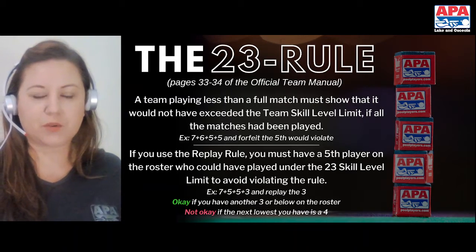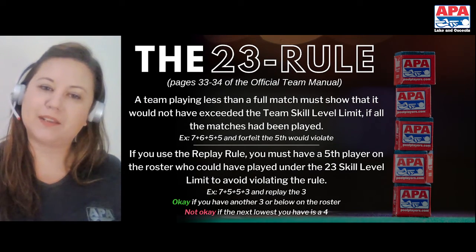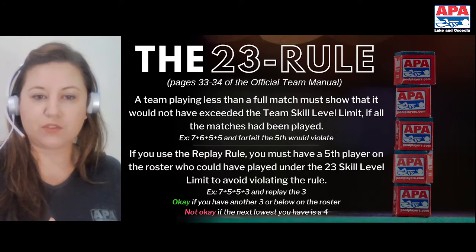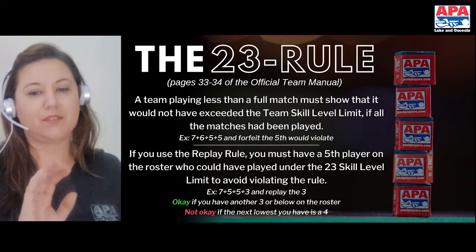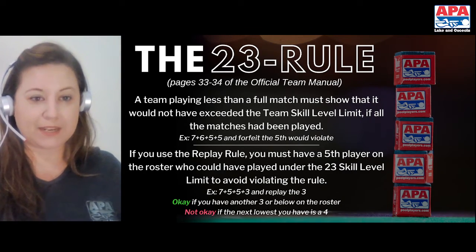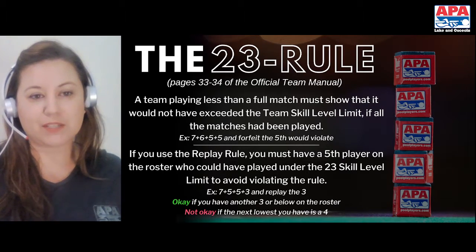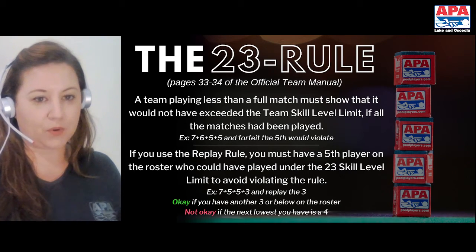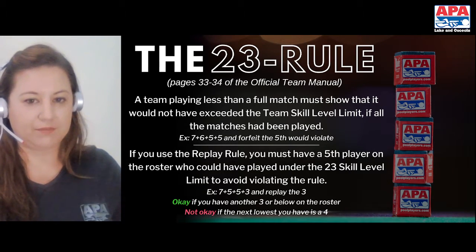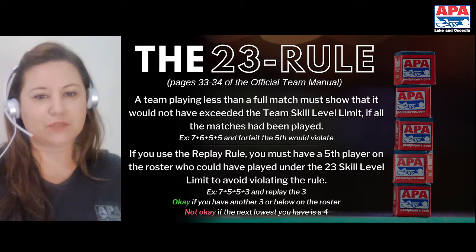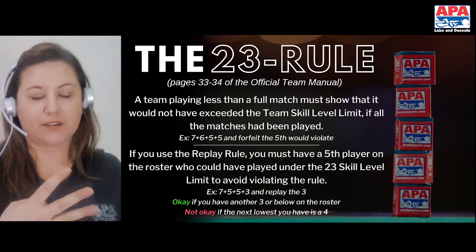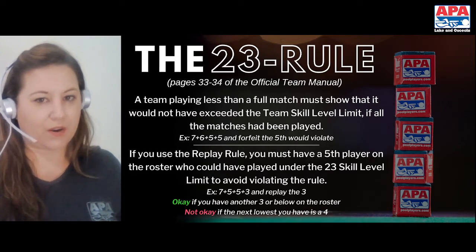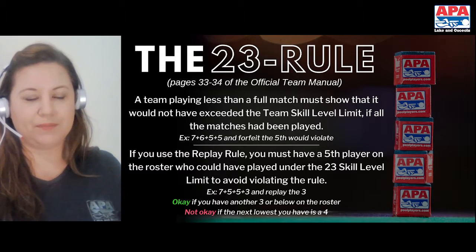So first off, just want to touch on the 23 rule. A team that is playing less than a full match does need to show that they could have fielded 5 individual players under 23. This means if you're playing 4 players, you need to make sure that a 5th player that's not present on your roster would have been able to play and keep you under 23. The example I have, 7, 6, 5, 5. So you've played 4 players and you're at 23, but there's no possible way for you guys to have a 0 on your roster. So you violated the 23 rule.